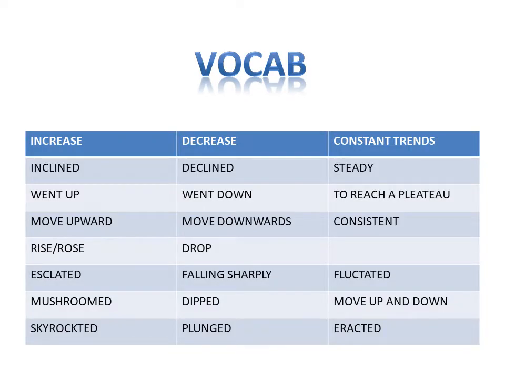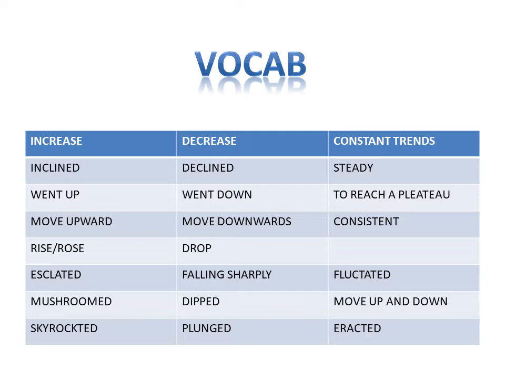Now we will discuss some vocabulary words: if the graph is increasing, what words we can use; if the graph is decreasing, what words we can use; and if there are fluctuations, how we can interpret the data. First of all we will discuss the increase. We can use the words inclined, went up, moved upward, rose, escalated, mushroomed, skyrocketed, rocketed.